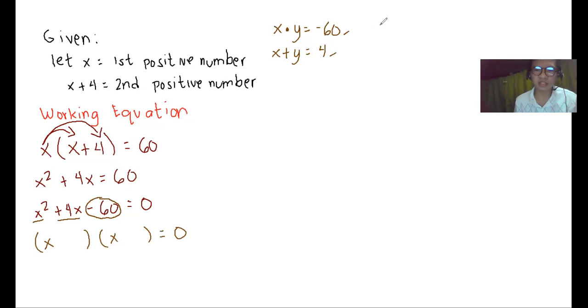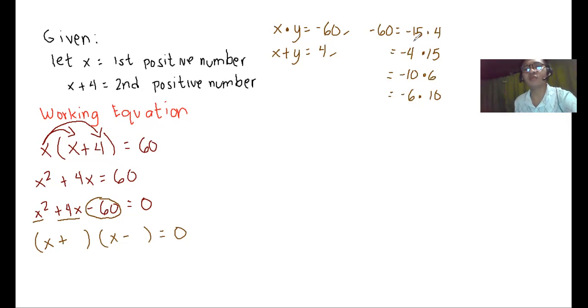So let's factor negative 60. What are the factors of negative 60? It is one positive and one negative. So let's put one positive and one negative. We can say negative 15 times 4. We can also say negative 4 times 15. We can also say negative 10 times 6. And we can also say negative 6 times 10. So all of it, when multiplied, equals negative 60.